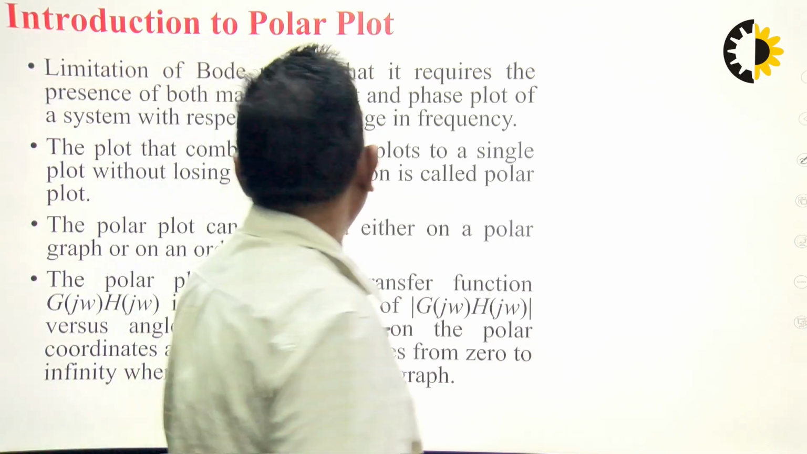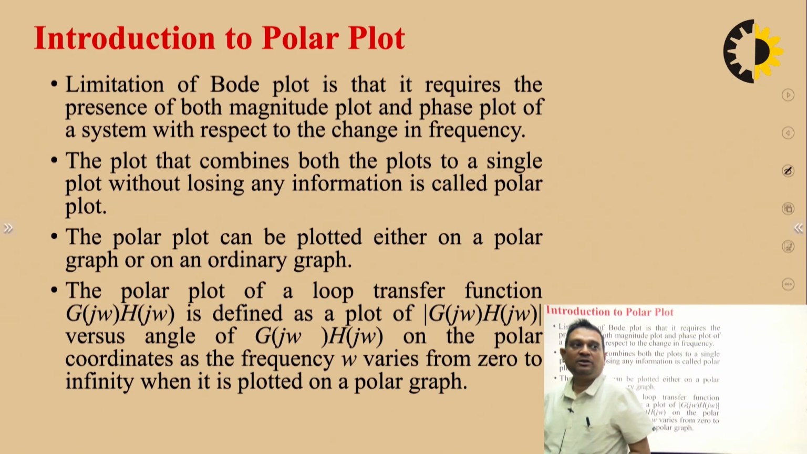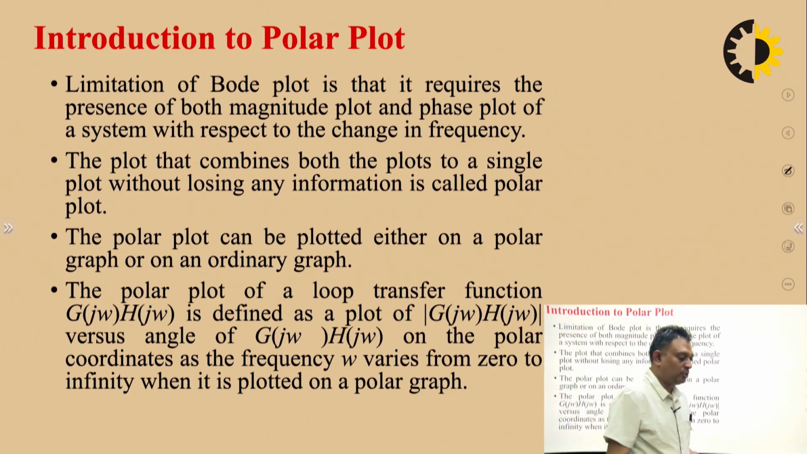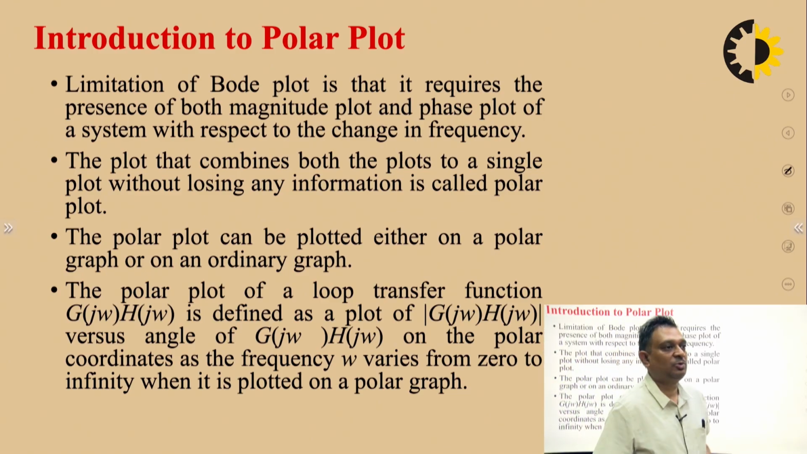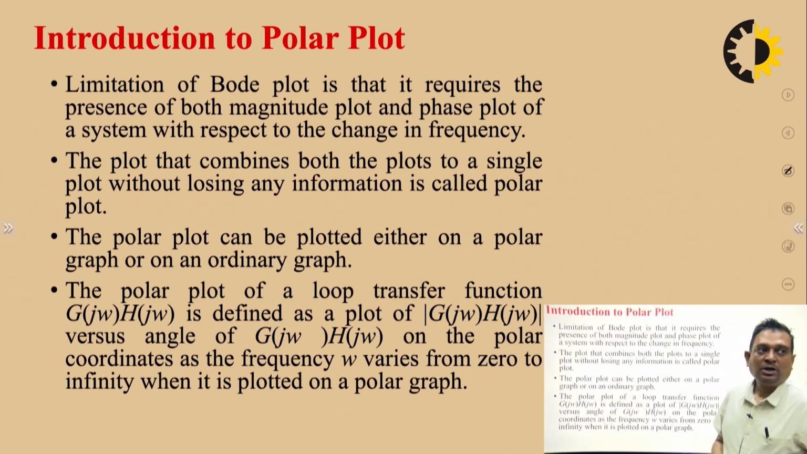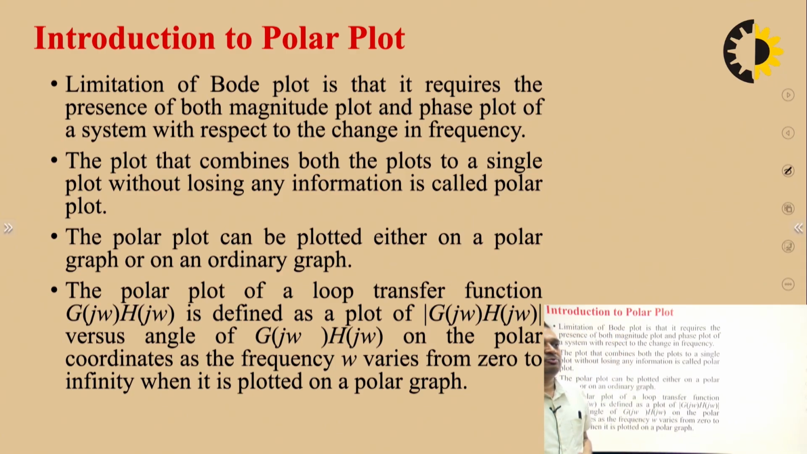Introduction to polar plot. If you have already seen the Bode plot, the limitation of the Bode plot is that it requires both a magnitude plot and a phase plot of a system with respect to change in the frequency. That means we require a magnitude plot and a phase plot to draw the frequency response of the system. But the polar plot combines both magnitude and phase into a single plot without losing any information. So this polar plot consists of both magnitude and phase information simultaneously with respect to the frequency.